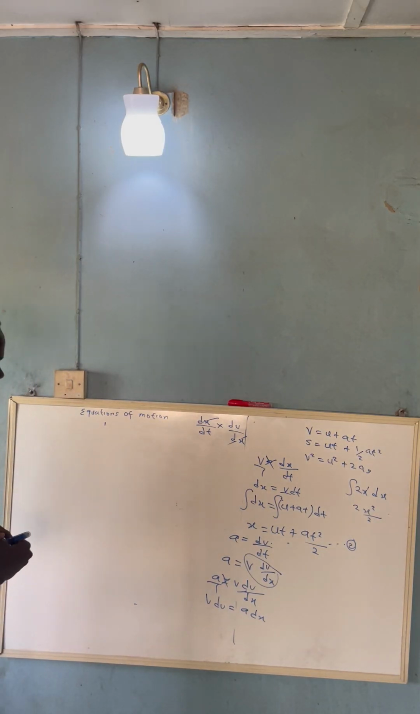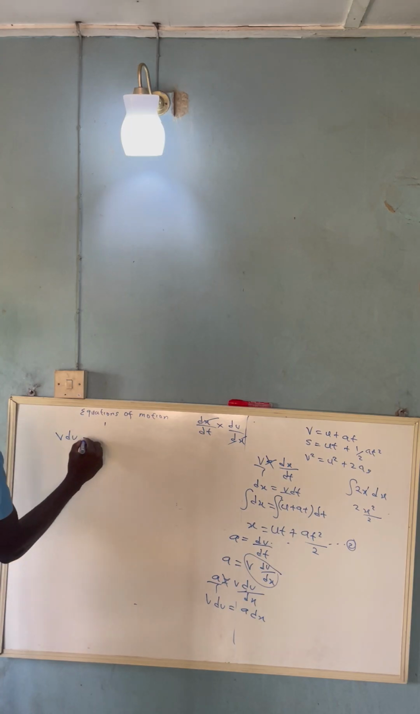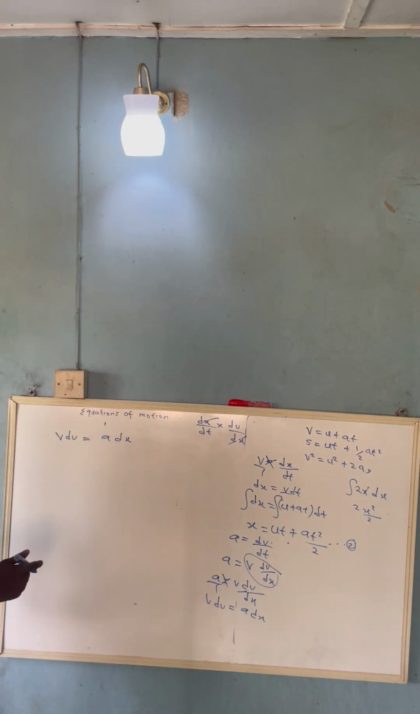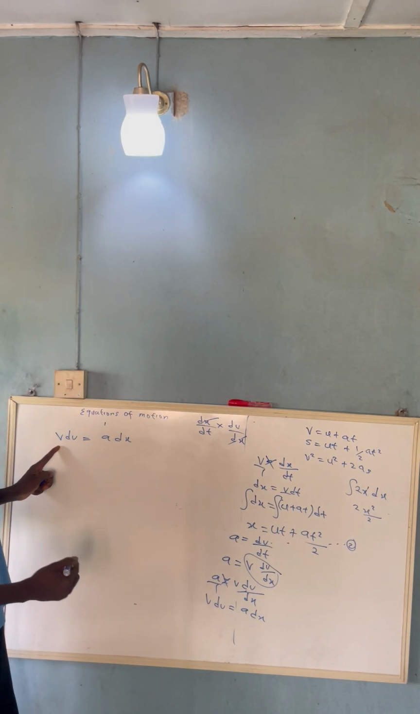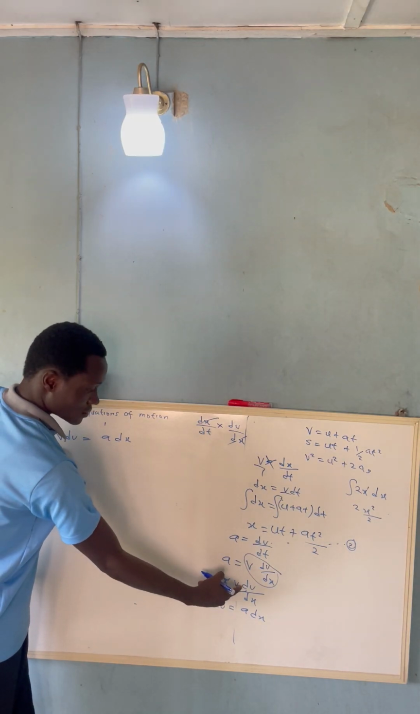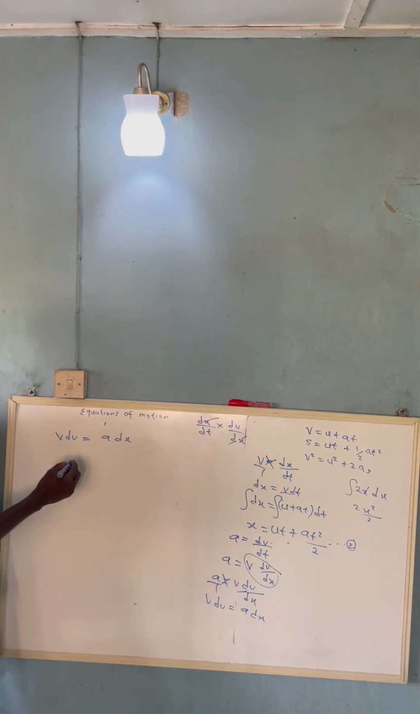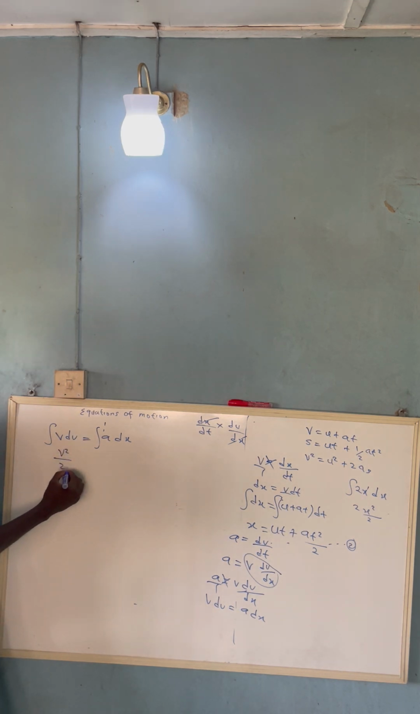So we have v dv equal to a dx. What do we do from here? I've actually used a method which we call variable separation. If you look at this v and dv, they are like terms, so I've separated them. So I'm going to integrate both sides. Integrating v with respect to v, as we know, we're going to have v squared over 2.